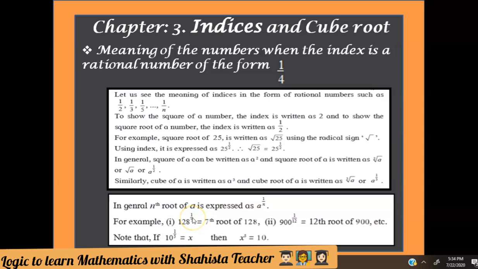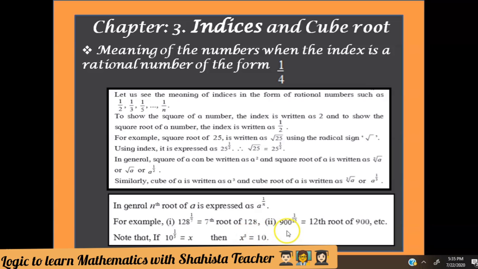128 1 upon 7, so we can say that 7th root of 128. Here 900 1 upon 2, which is the square root of 900. Now here if 10 1 upon 5 is equal to x, then x to the power 5 is equal to 10. So here 5th root of 10 is x, so we can say that x to the power 5 is equal to 10.